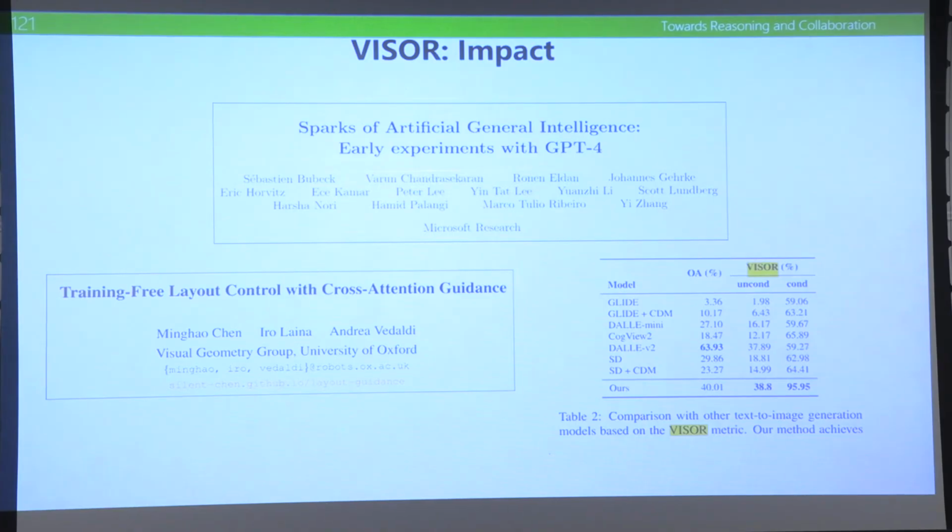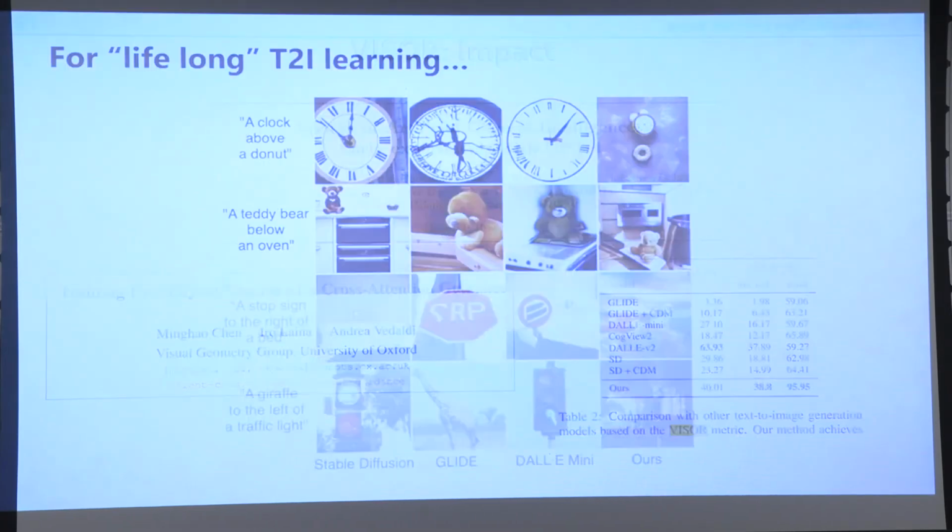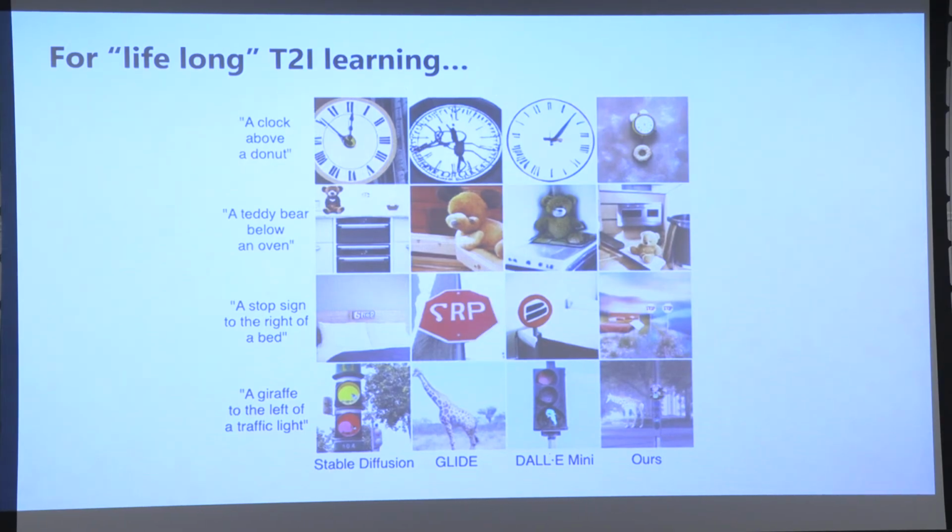Since the presentation of Visor, we have observed some of the recent work has already adopted Visor as the automatic evaluation metric, including the early experiments with GPT-4 and another paper from Oxford using Visor to do the evaluation. Following this insight, we are actually developing next generation or improved T2I models. Here is a teaser output. We're showing that our model can honor the spatial relationship better than the other models.